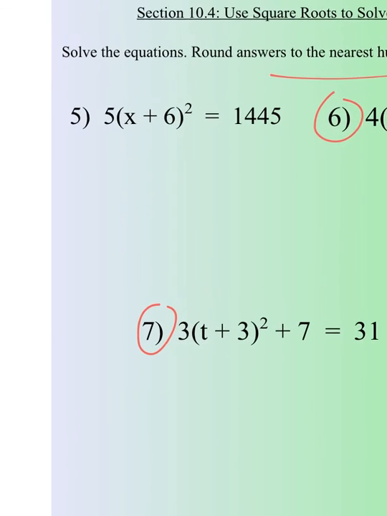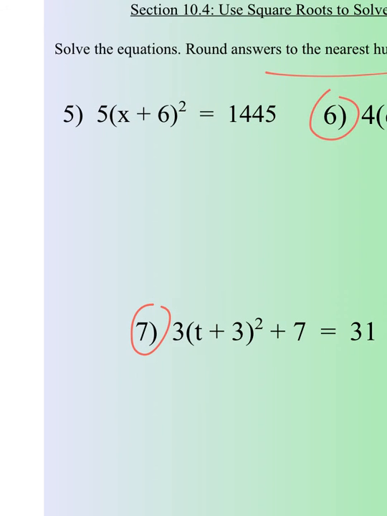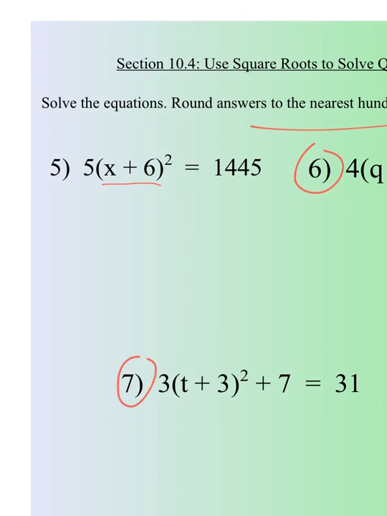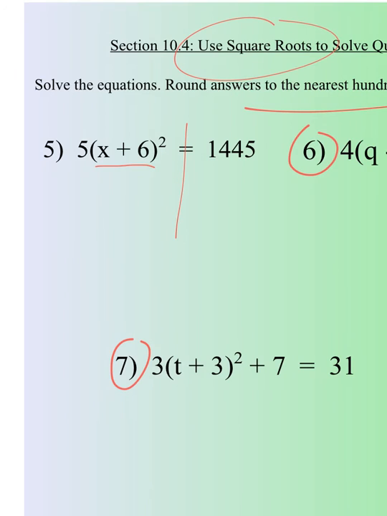First, let me start with number 5 here. So this one, just like the ones before, I see there's something squared here. I have a binomial squared in this problem. So I want to isolate that so I could use a square root to solve, because then I can get rid of that squared power. So first thing I'm going to do, just like if it was just x by itself as opposed to a binomial, I can still divide both sides by 5. And that'll clear the 5's out, right?